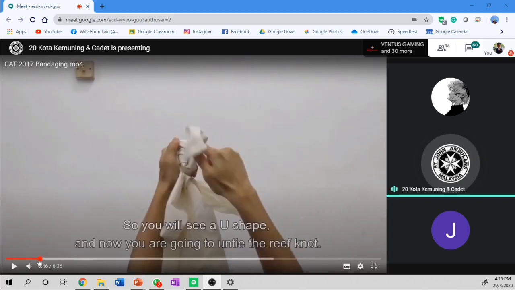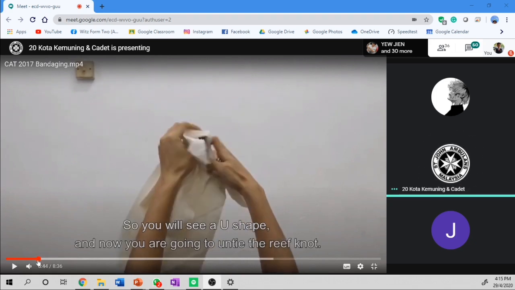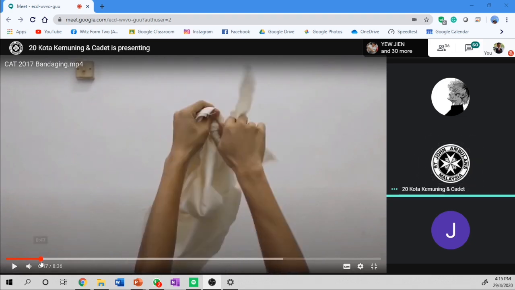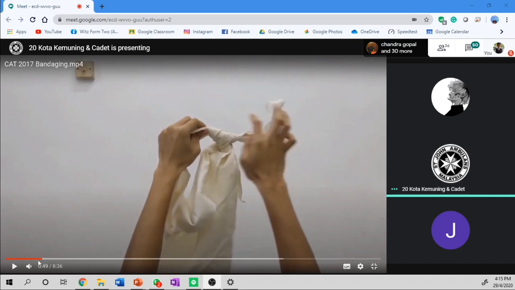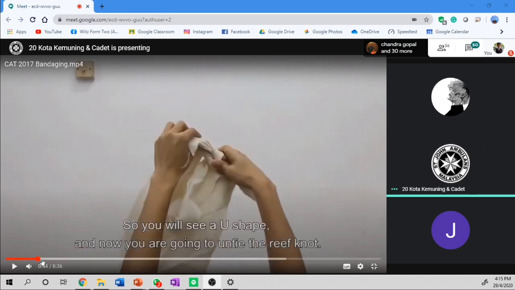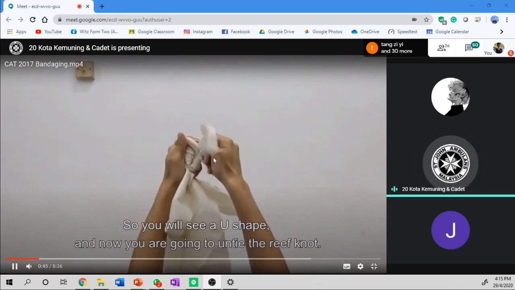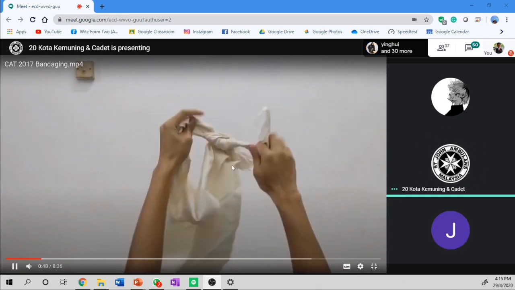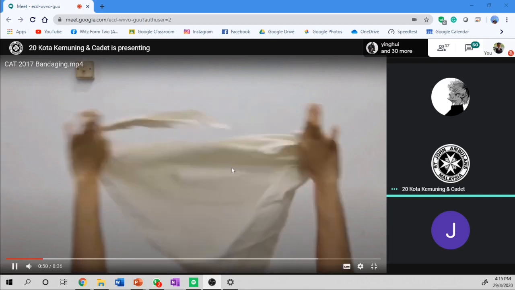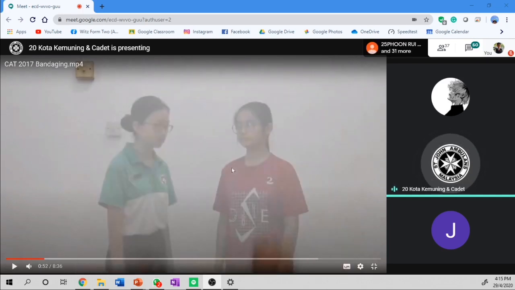So how do you untie the reef knot? Okay, you see this U here? You take this end and also this end to the cloth, then you pull. You get a T, so-called underpants, that some may refer to. Then voila, magic. Can you guys try?